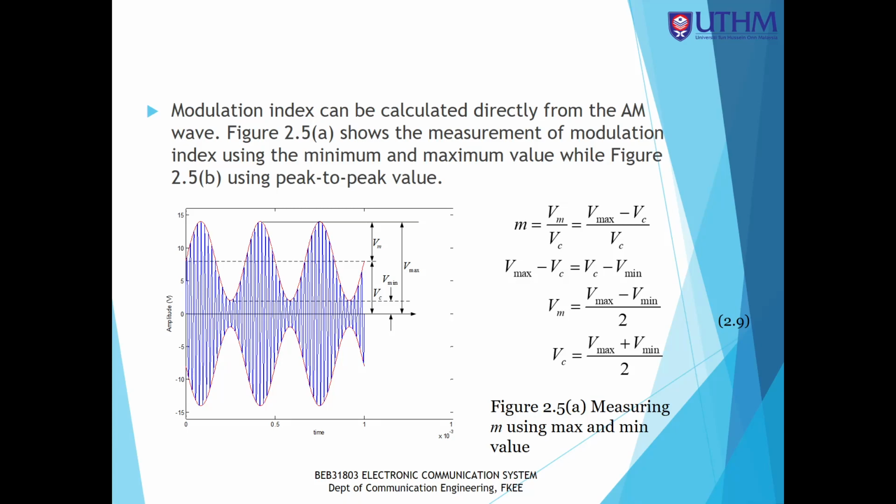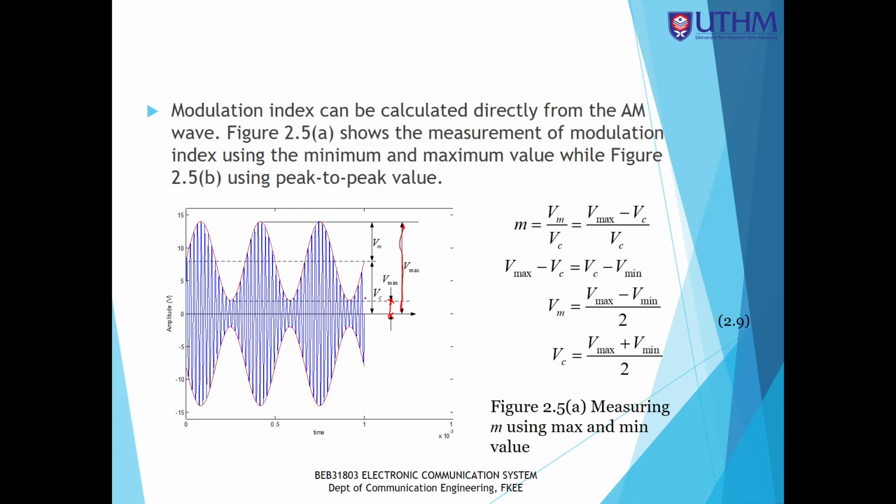If you see from this graph, Vmax is from the x-axis until the highest amplitude. So this is what we call Vmax. And Vmin is from the x-axis until the minimum peak on the positive side, which is this one. Okay, the minimum peak. So this is Vmin.